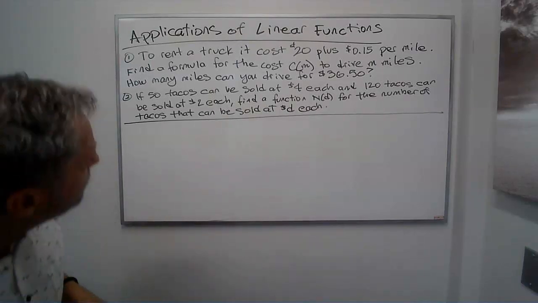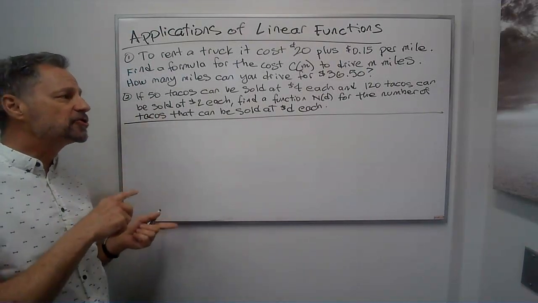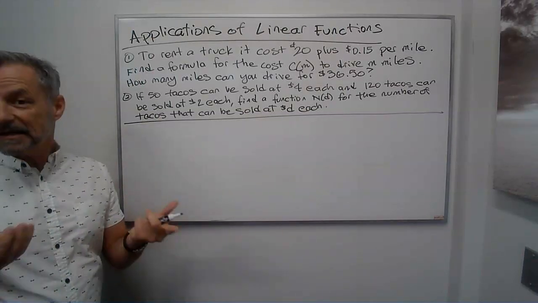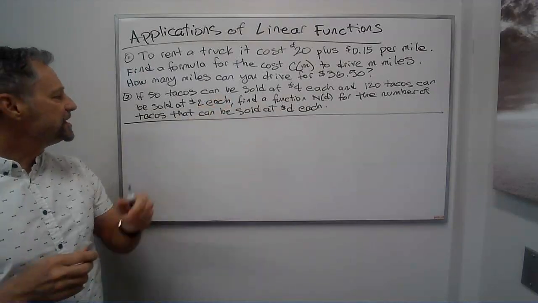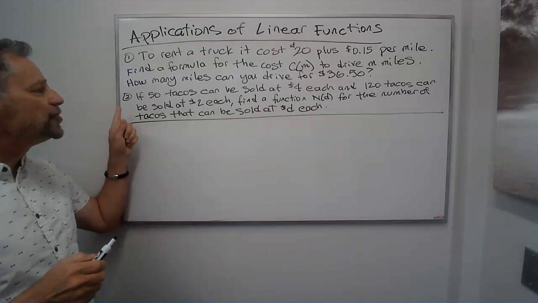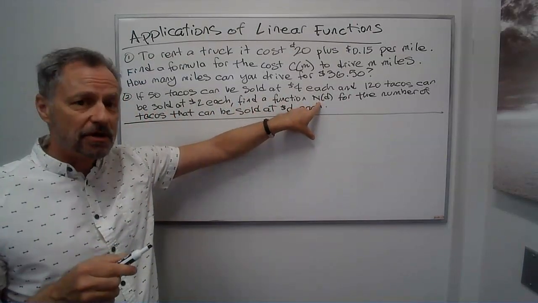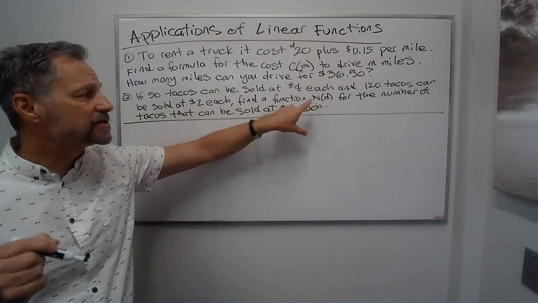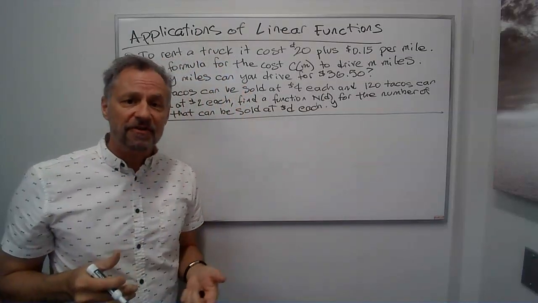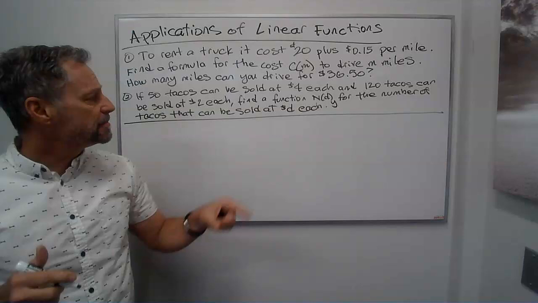All right. It says that 50 tacos can be sold at $4 each, and 120 tacos can be sold at $2 each. Find a function, a linear function in this case, for the number of tacos that can be sold at D dollars each. Okay, so notice the function is number of tacos at D dollars. Since that's number of tacos, that's my function, that's my Y value. Remember, the Y value is always the function value. The input value, dollars, that's going to be my X.